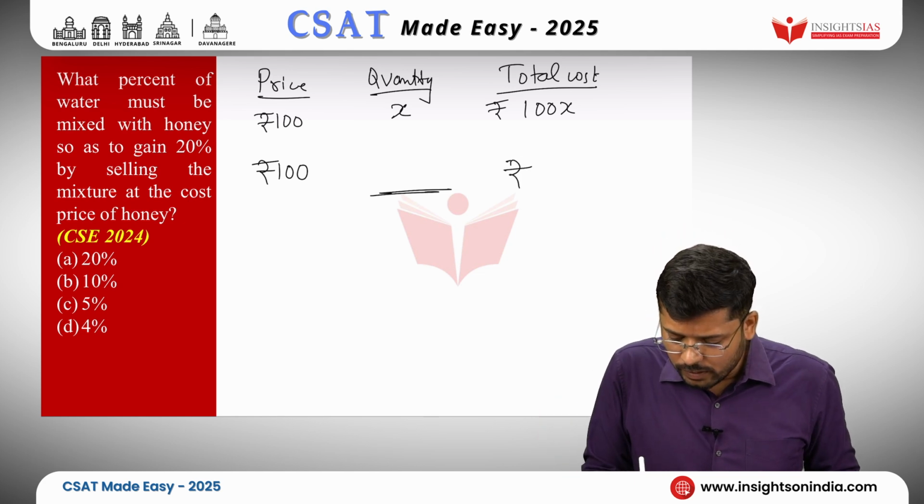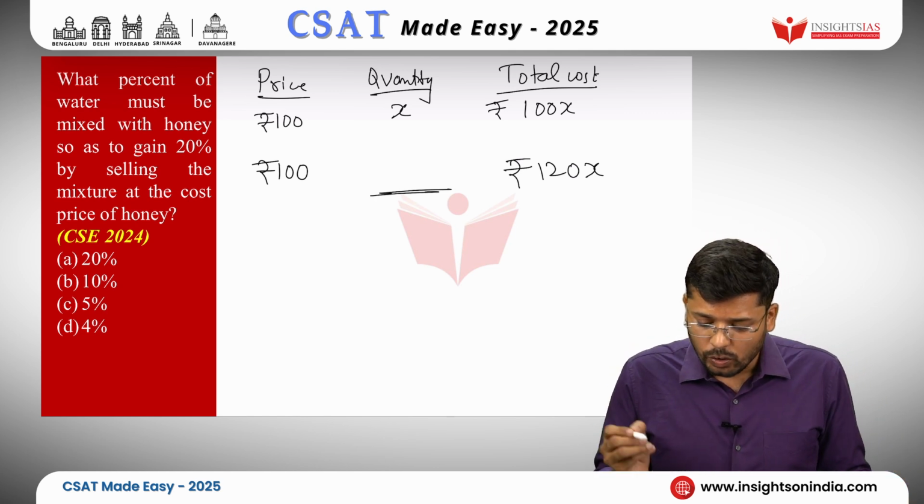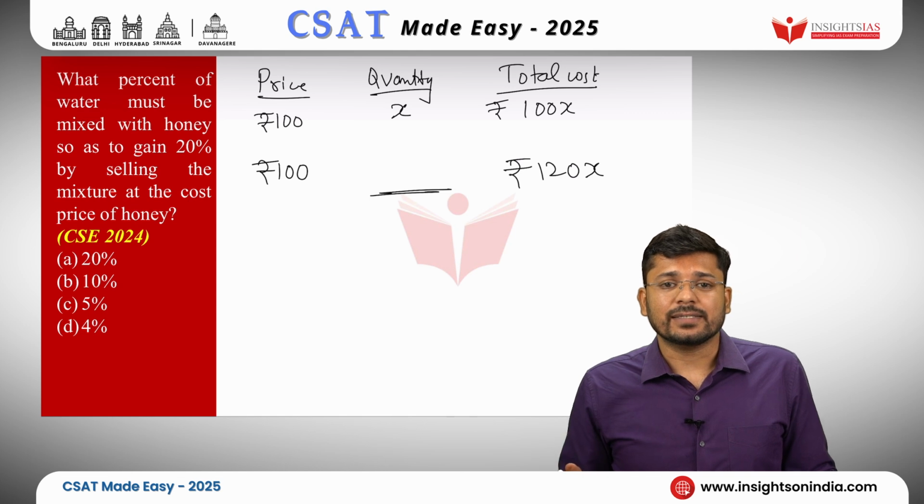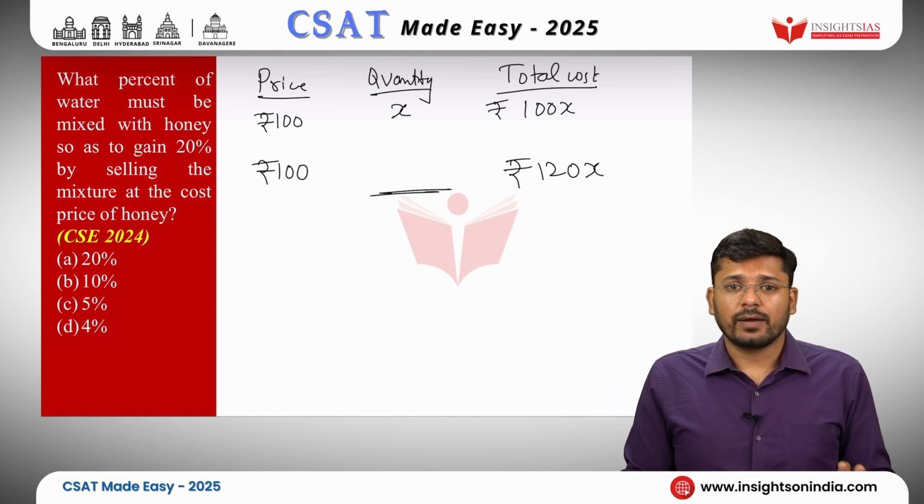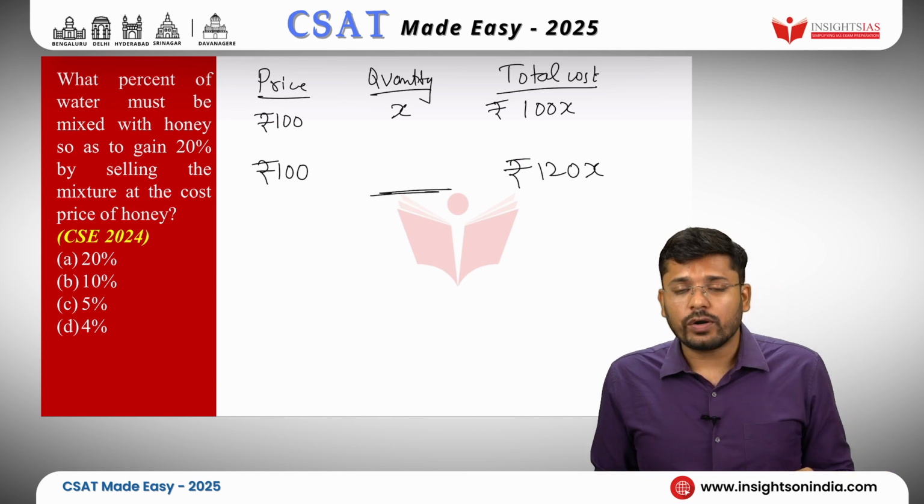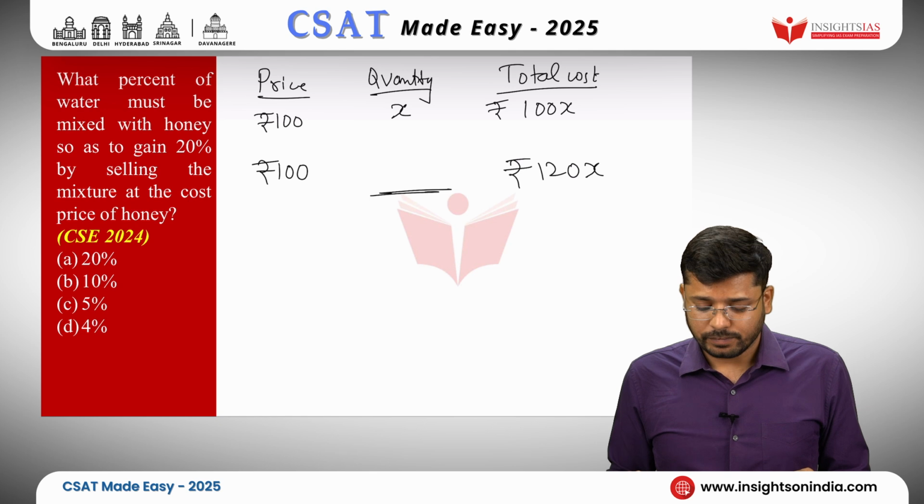So by selling it, he will be getting 120x rupees. So how much should the quantity be increased? By mixing honey with water, he will increase the quantity of the mixture. So by what percent is he increasing the quantity of the product?